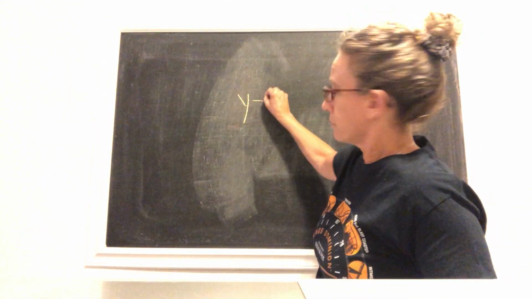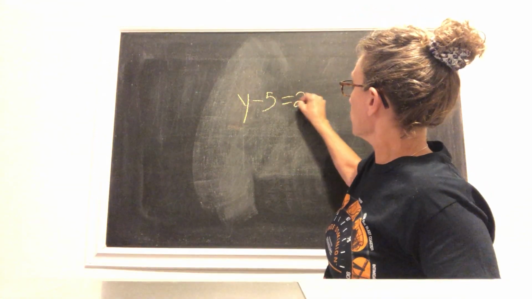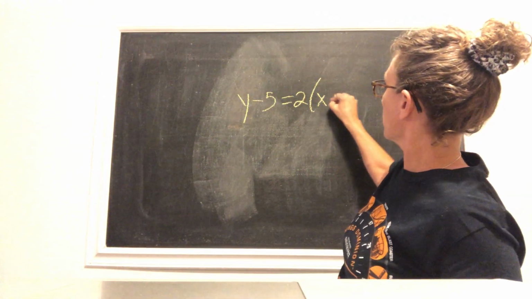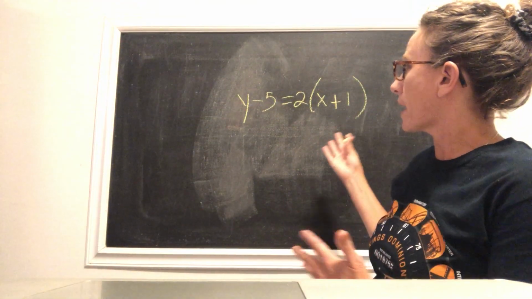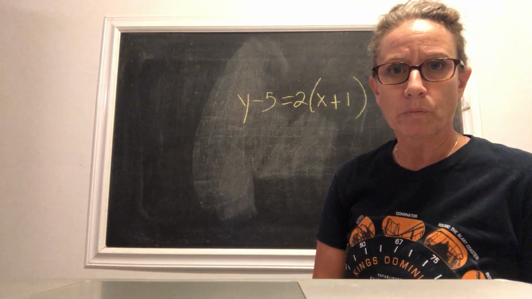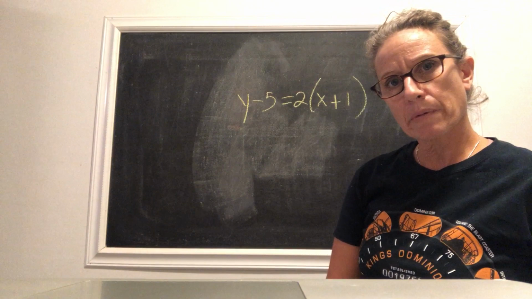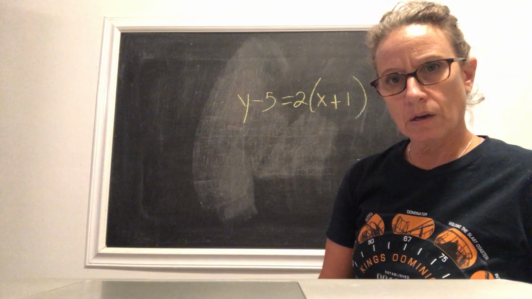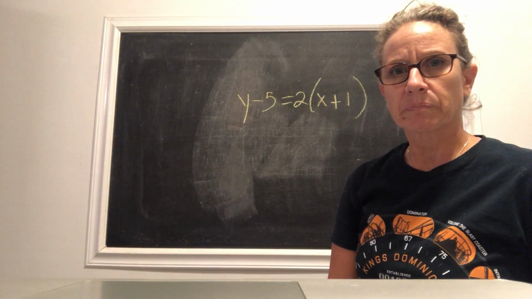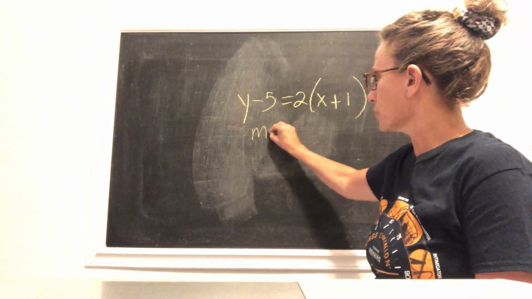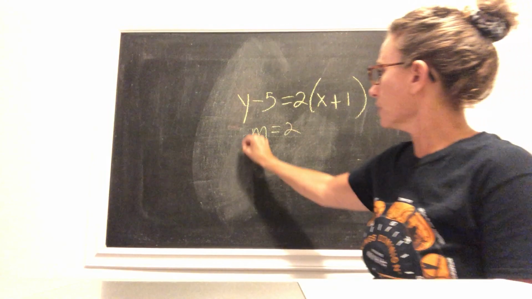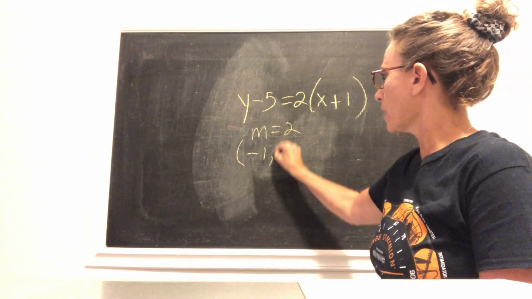y minus 5 equals 2 times x plus 1. Okay, this is the point-slope form of a line. Looking at it, I see a point and I see a slope. So take a moment, think about what the slope is, and jot down what you think the point is. Okay, you should have written that the slope is 2, and the point has coordinates -1, 5.